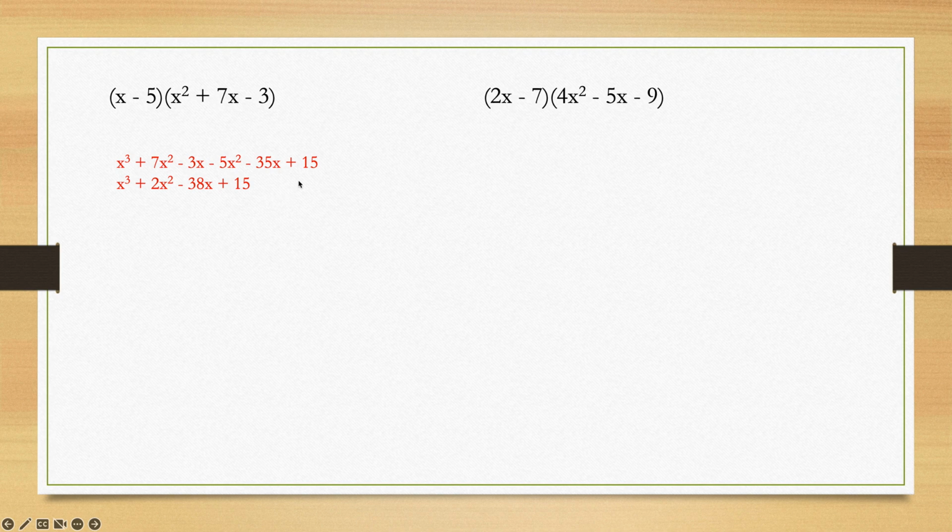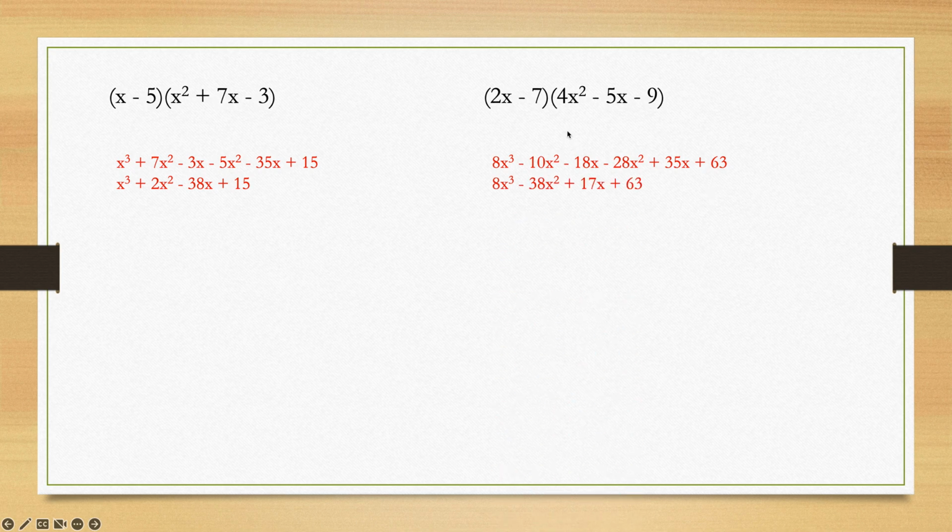Now, on the right-hand side, we're going to distribute both the 2x first to all three terms, and then the negative 7. Go ahead, try that. Okay, so I distribute the 2x, and 2x times 4x squared is 8x cubed. 2x times negative 5x is negative 10x squared, and 2x times negative 9 is negative 18x. Then I do negative 7 times 4x squared, which is negative 28x squared, negative 7 times negative 5x, which is 35x, and negative 7 times negative 9, which is 63.